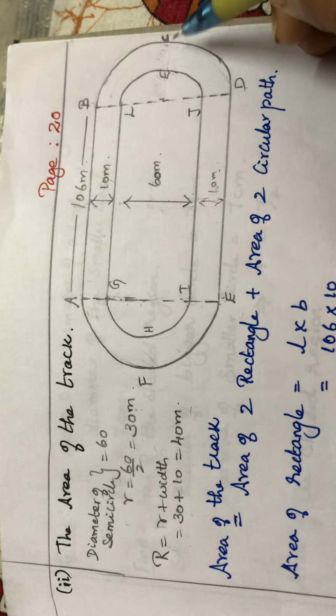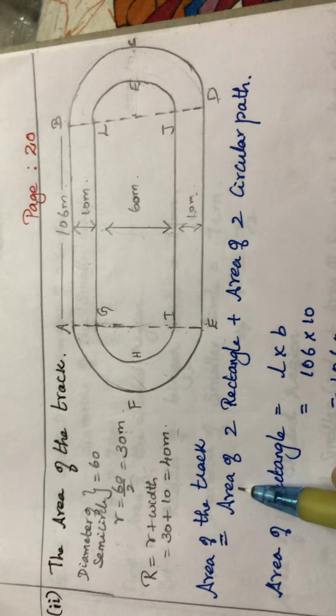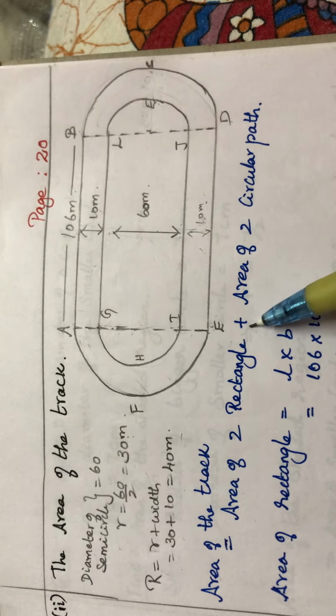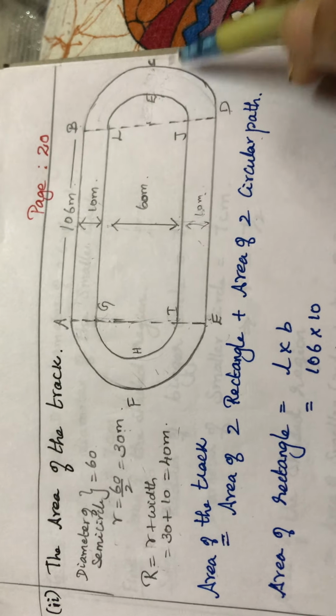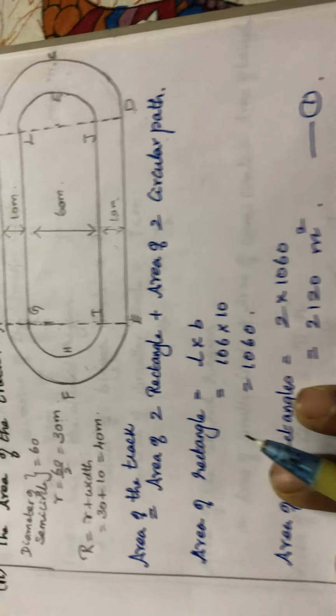One is inner radius, another is outer radius. So area of the track is equal to area of 2 rectangles, this is first rectangle and this is second rectangle, plus area of 2 circular paths, this is first circular path and this is second circular path. That is area of the track. Step by step only we are going to solve this sum.